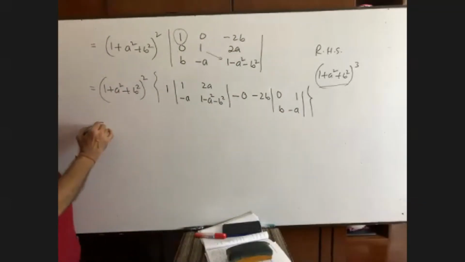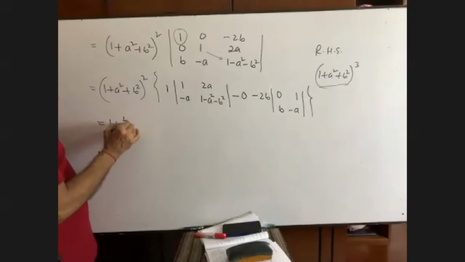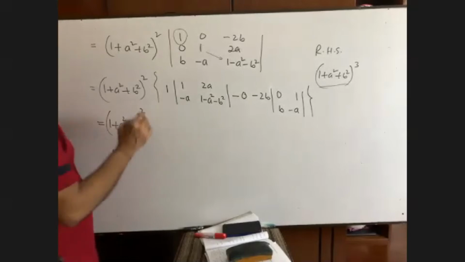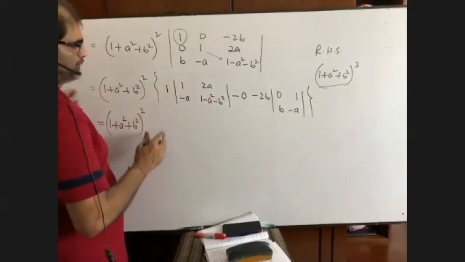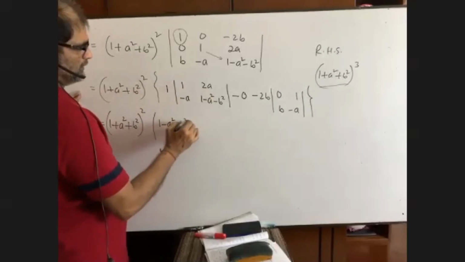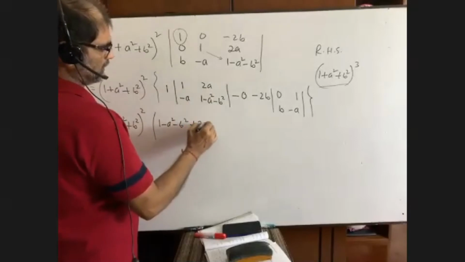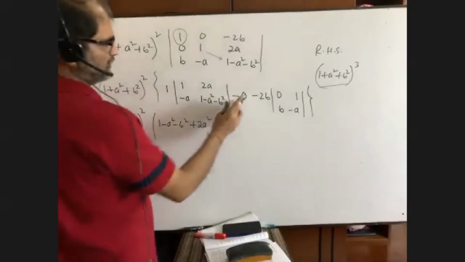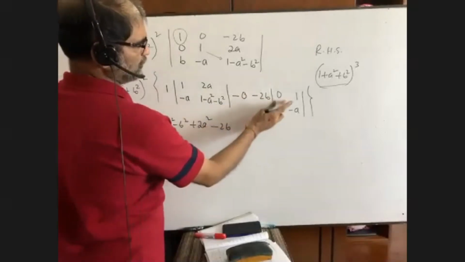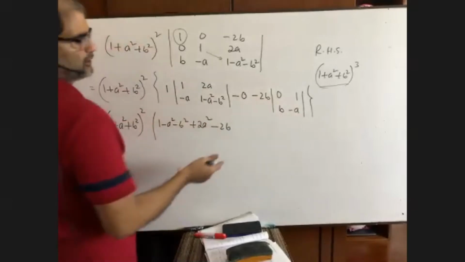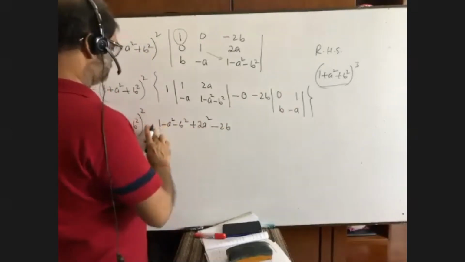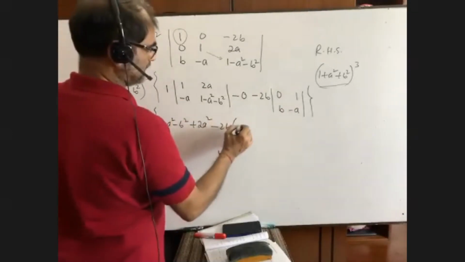That means 1 plus a square plus b square whole square is equal to, can you please let me know what will be there? This is 1 minus a square minus b square minus minus plus 2a square. Okay, this is 0, no tension. It is minus 2b. It is 0 into minus a, 0, minus b. It is minus b. So in the second bracket, this is minus b.